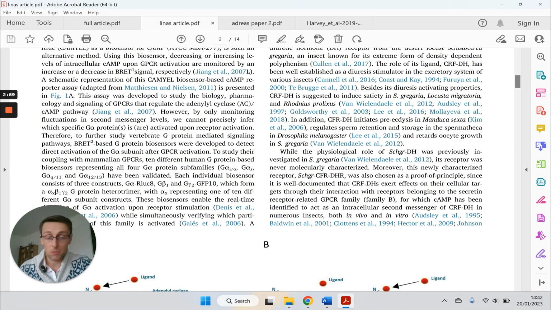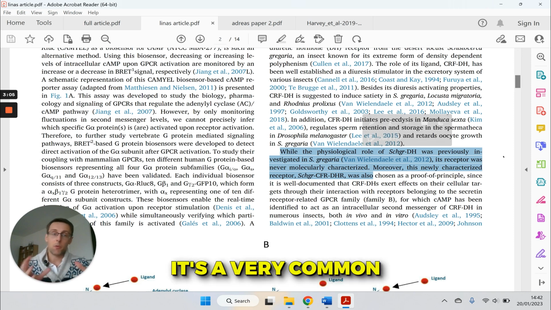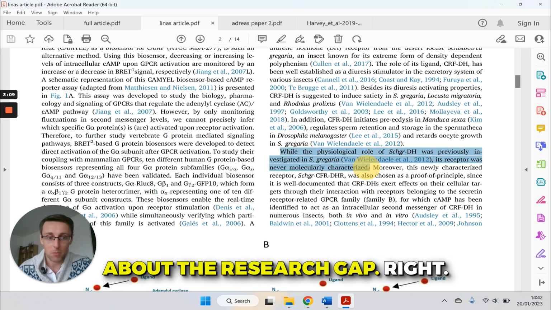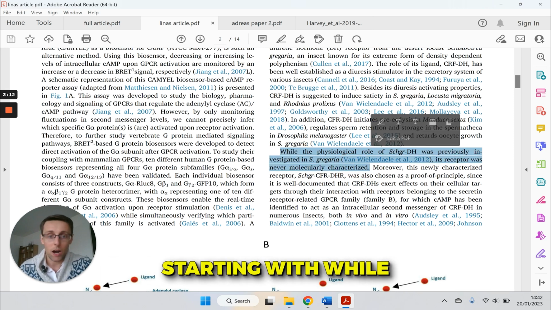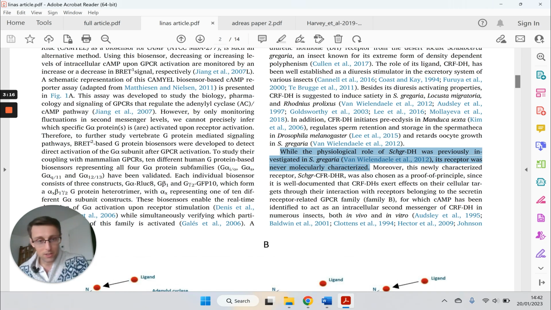In here, there's a similar type of research gap. It's just here in the first sentence, right? It's a very common structure of a sentence when you want to talk about the research gap, right? So we've got a sentence starting with while to introduce contrast, right? So while a lot of research on X, Y, and Z has been carried out, this one thing in here, its receptor, was never characterized, right? So I'll repeat that again because it's just a very common phrasing when you talk about research gaps.